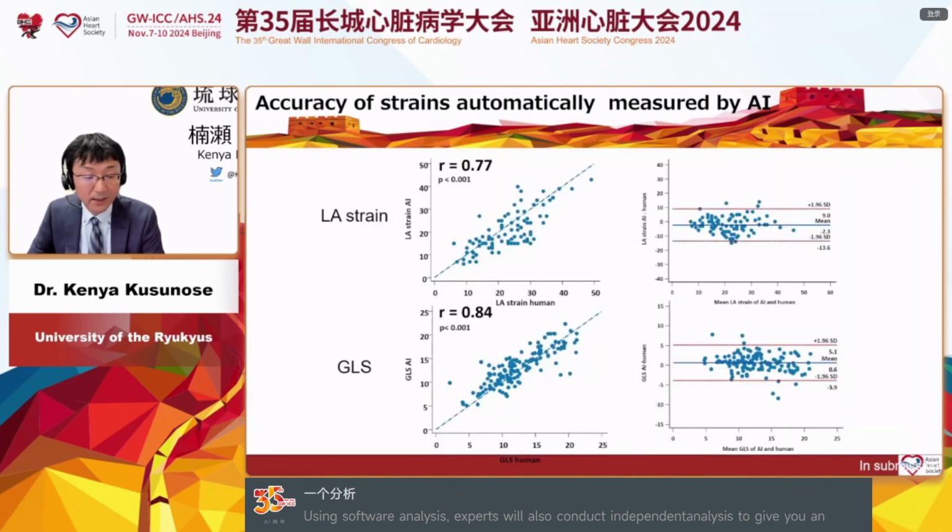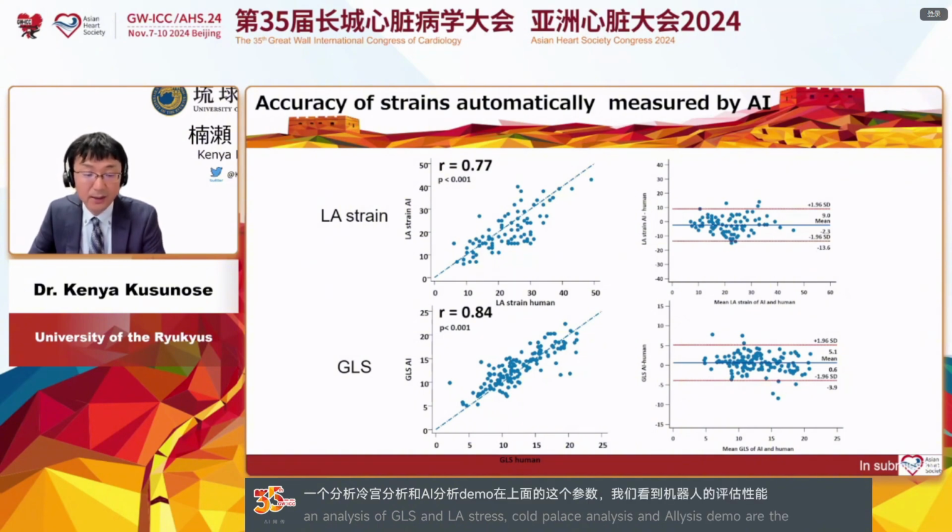For the strain measurement, the software demonstrates robust performance, with correlation coefficients for the left ventricular global longitudinal strain and left atrial strain of 0.84 and 0.77.